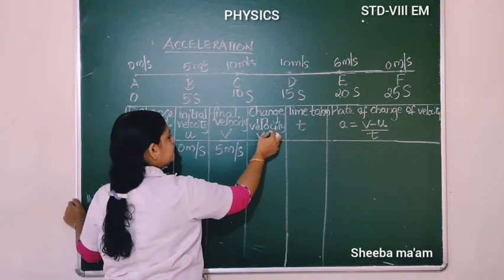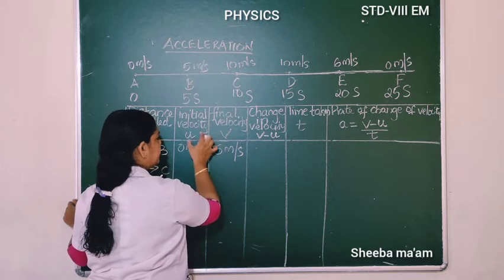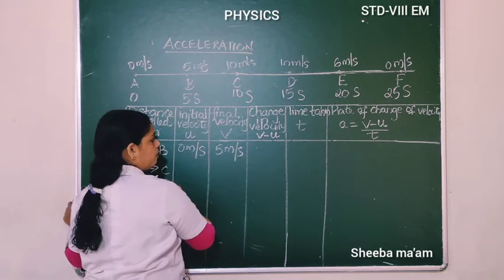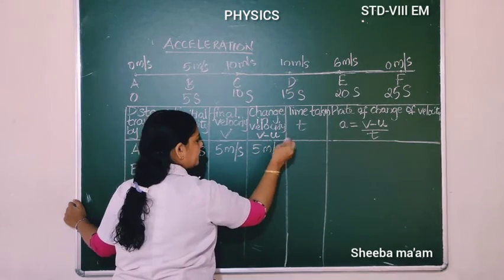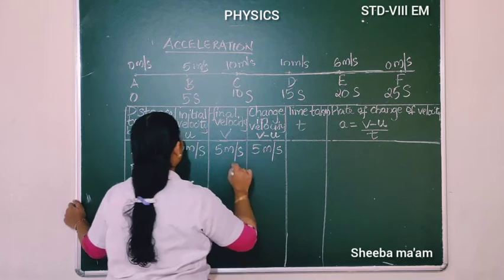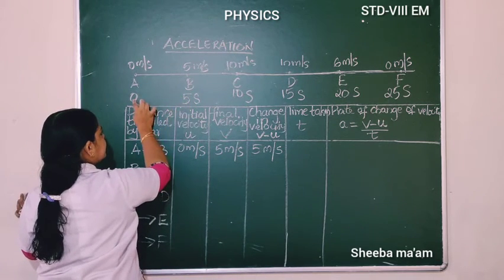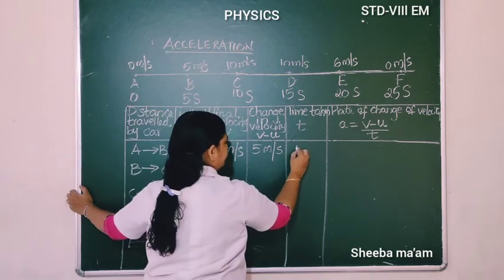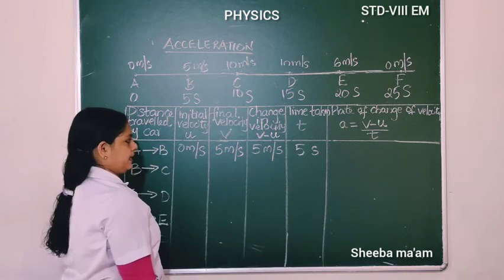Next, change in velocity V minus U, that is final velocity minus initial velocity. 5 minus 0, how much? It is 5 meter per second. Next, time taken. What is the time taken from A to B? It is 0 to 5. That is 5 minus 0, 5. 5 second. Time, unit of time, second.